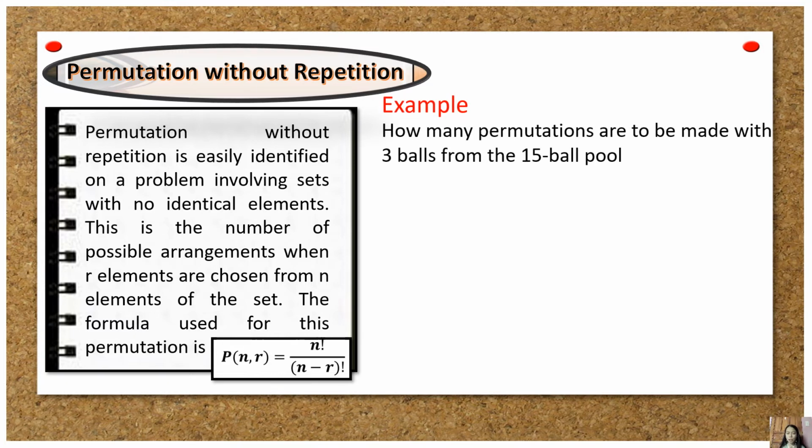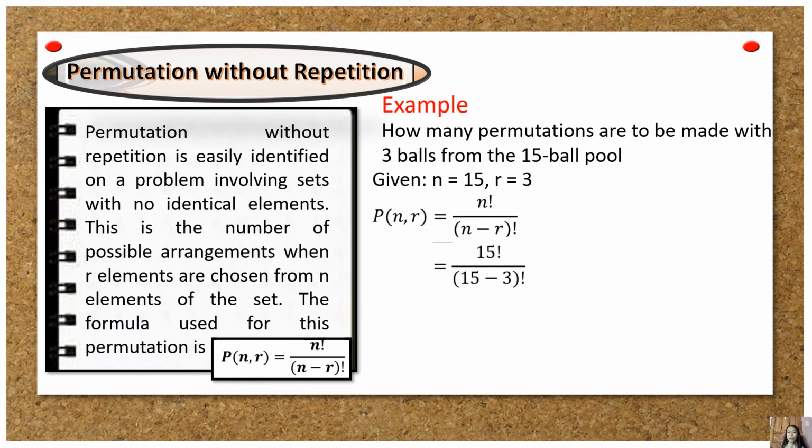Example, how many permutations are to be made with 3 balls from the 15-ball pool? Given here is 15, all in all. Then, taken 3 at a time, so your R is equal to 3. From the formula of the permutation without repetition, N taken R is equal to N factorial over the quantity N minus R factorial. Your N is 15 and your R is 3, so we have 15 factorial over 15 minus 3 factorial.